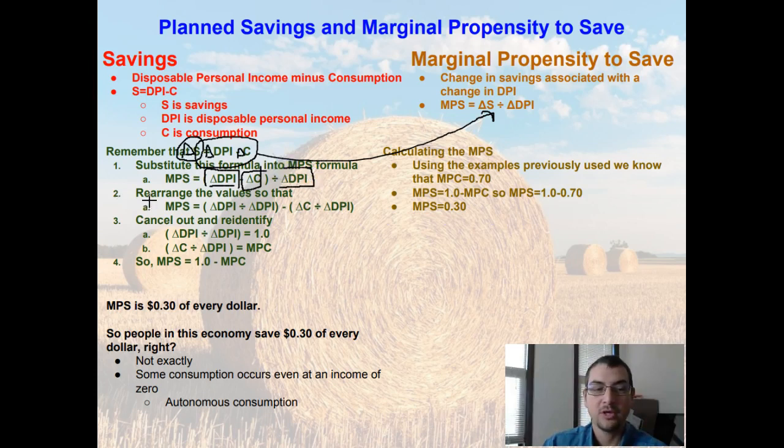So now we're going to rearrange the values so that the marginal propensity to save is equal to the change in disposable income divided by the change in disposable income, minus the change in consumption divided by the change in disposable income.